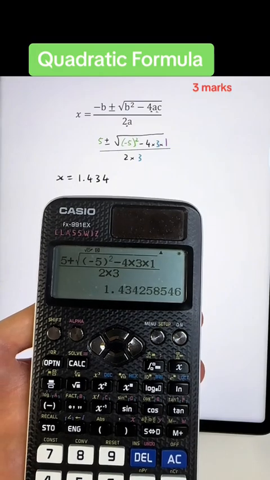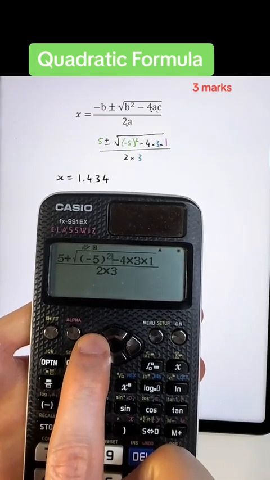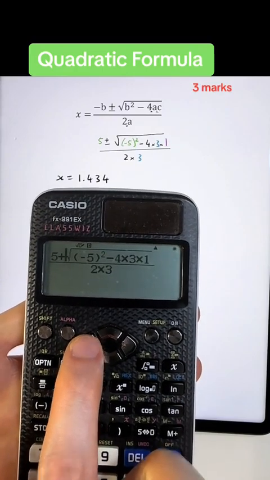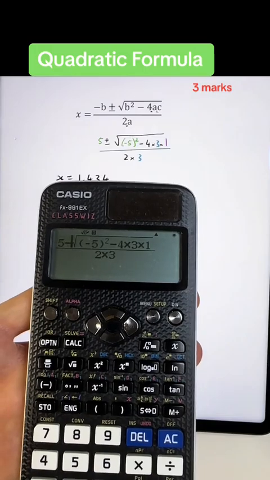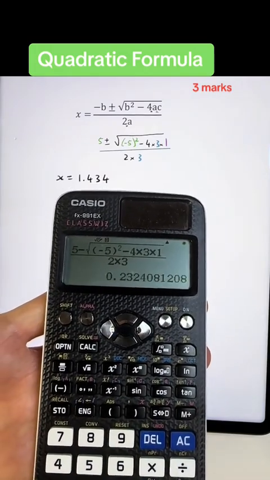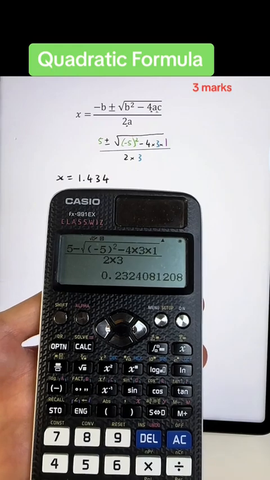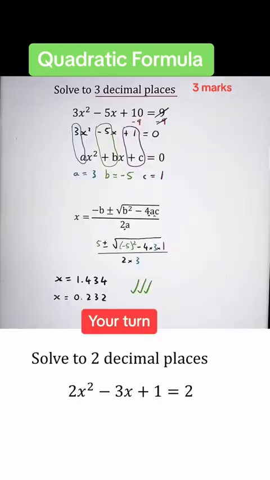To get my second solution, I just use my arrow key, and I go back to in front of the square root, and I delete the plus, and I change that to a minus, and I press equals, and I press SD. And my second solution for x is x equals 0.232, correct to 3 decimal places. Your turn.